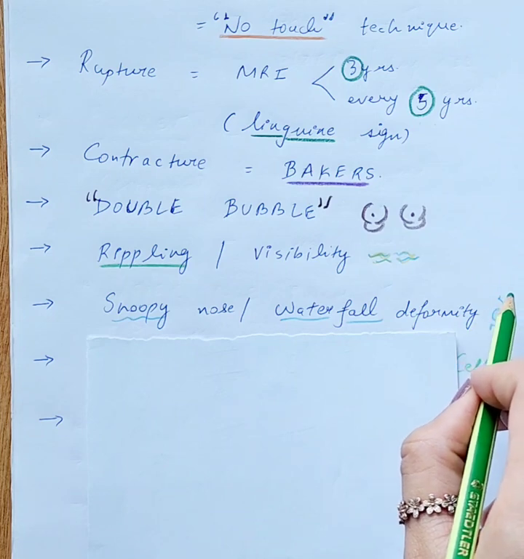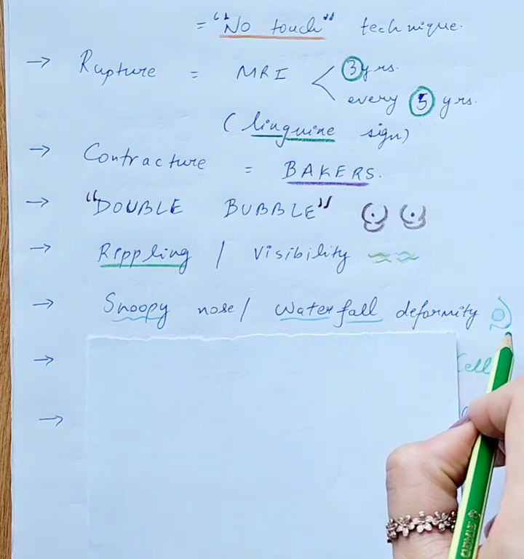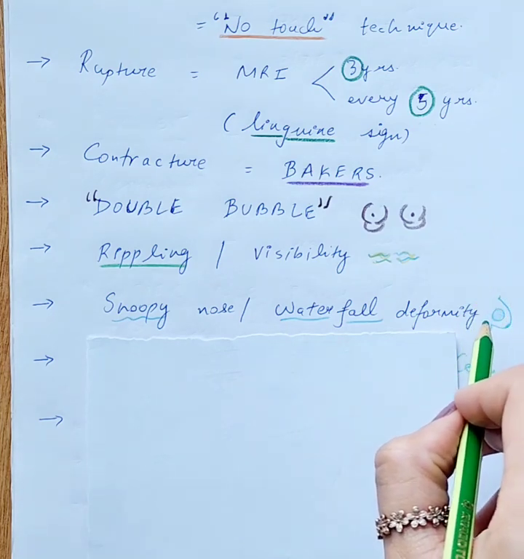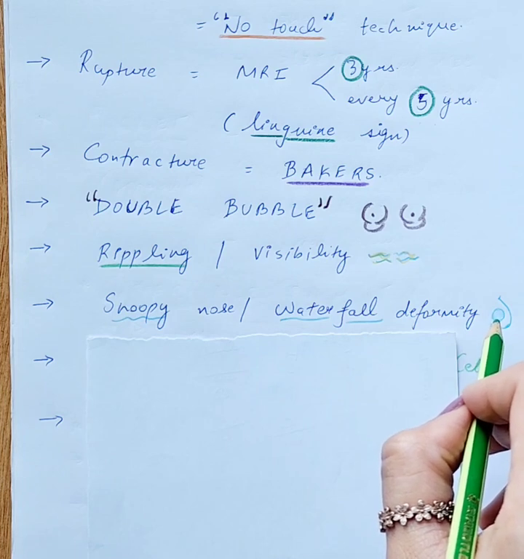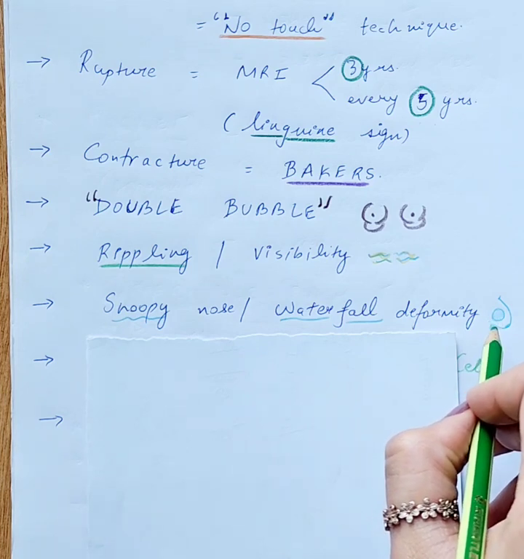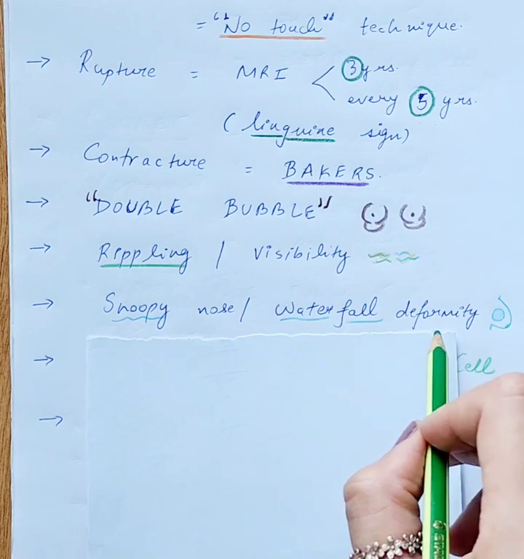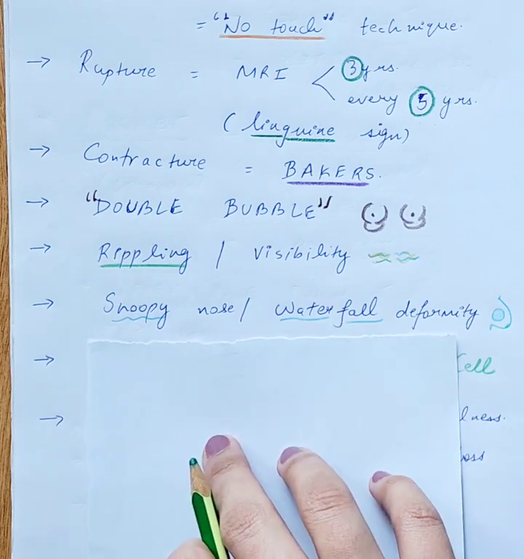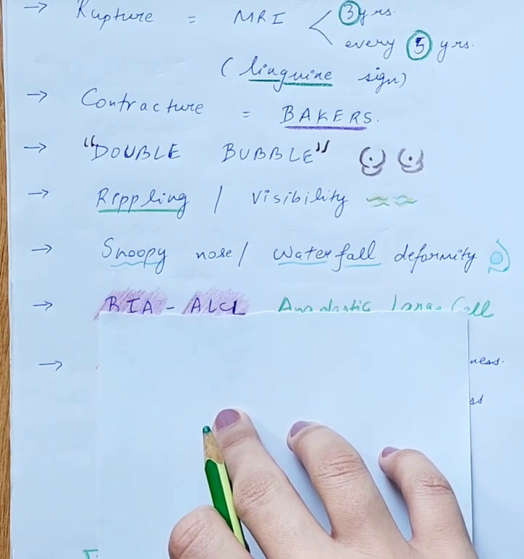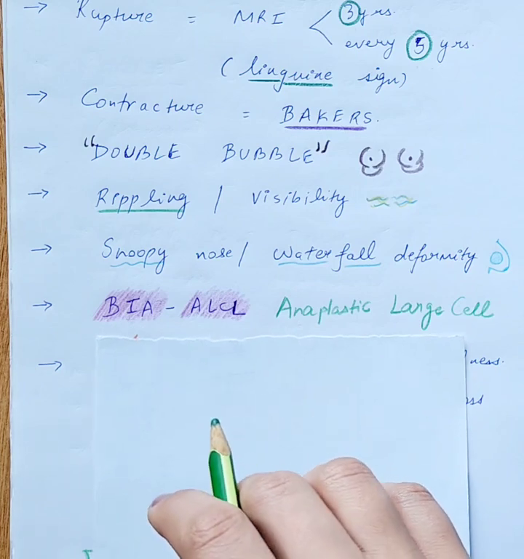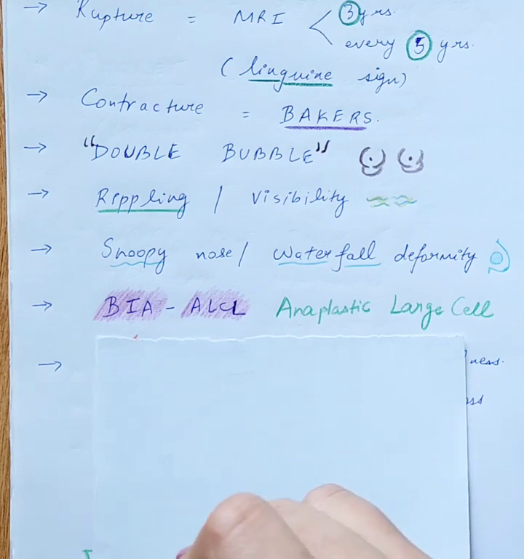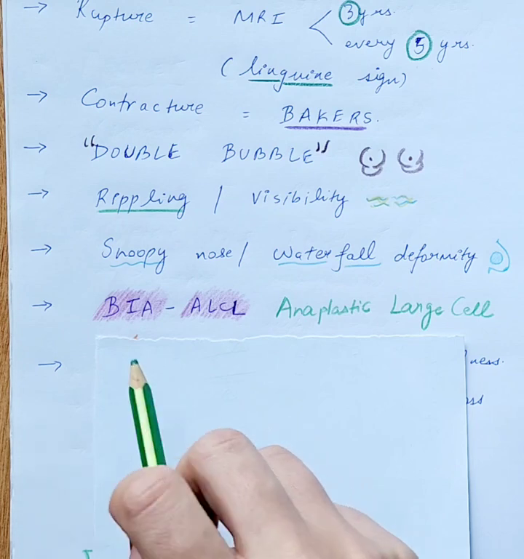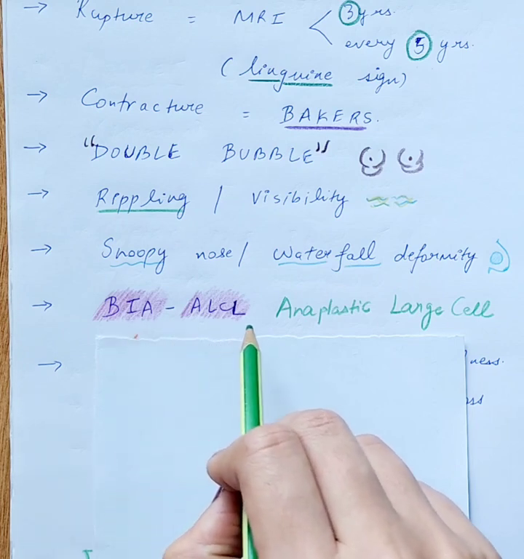Then is the Snoopy nose or the waterfall deformity. If the breast tissue glides or slides down over the implant, if it is not of a proper size or it is moving around too much in its pocket, then that deformity is known as a Snoopy nose or a waterfall deformity.